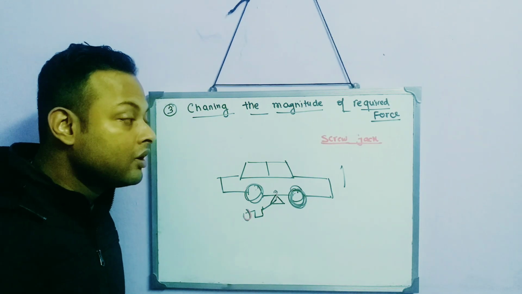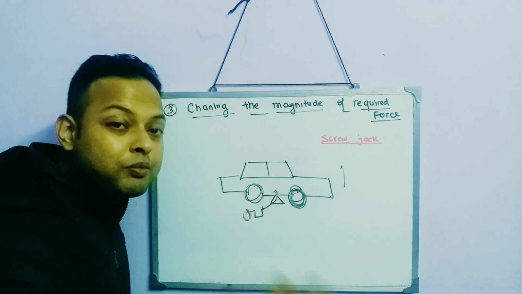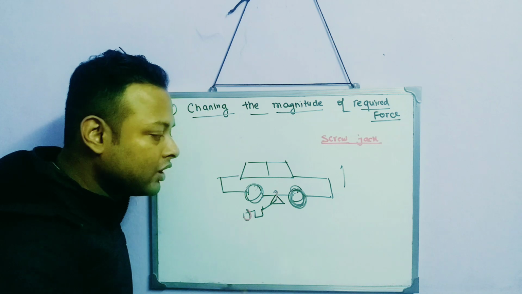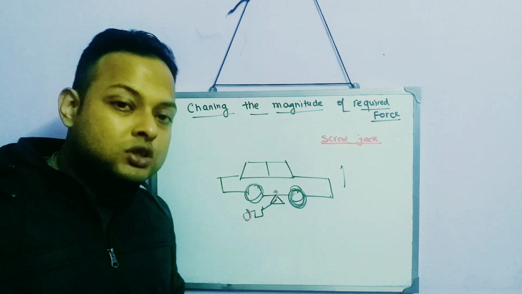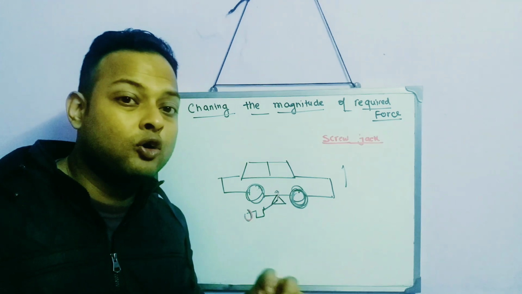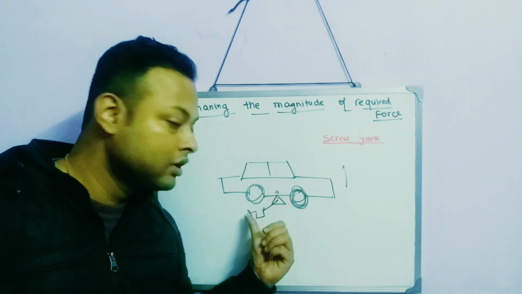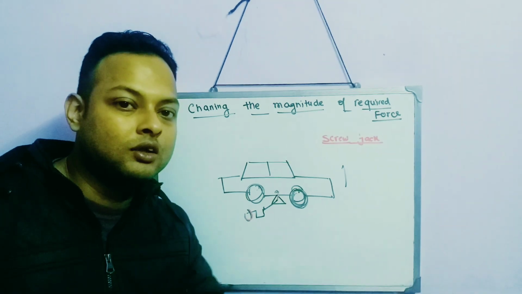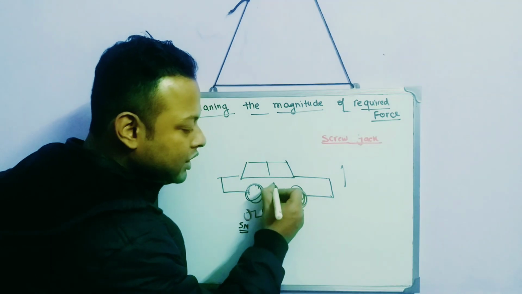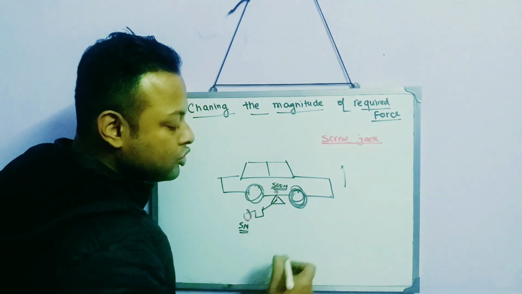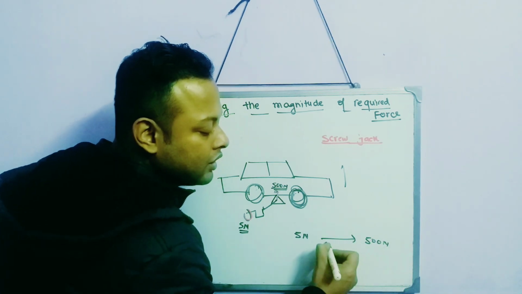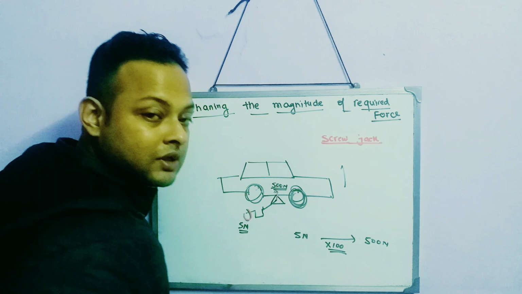So what happened? The screw jack multiplied my force, it increased my force. My force was only 5 Newton, but the screw jack transformed my 5 Newton of force to say 500 Newton. I am applying over here 5 Newton, but over here it becomes 500 Newton. That means it got multiplied 100 times.